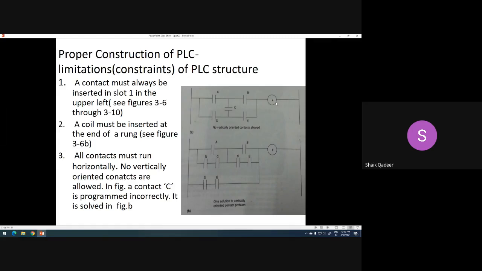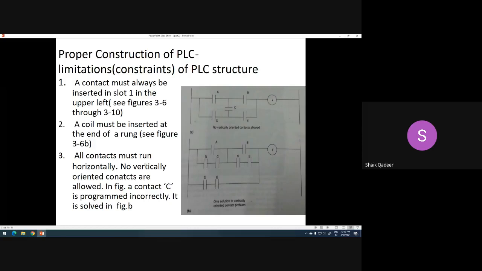So what will be the last part of the rung? It must be an output. Hope it is clear to everybody. Yes, no? Yes. Third rule.